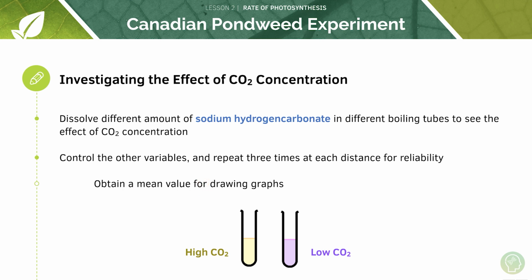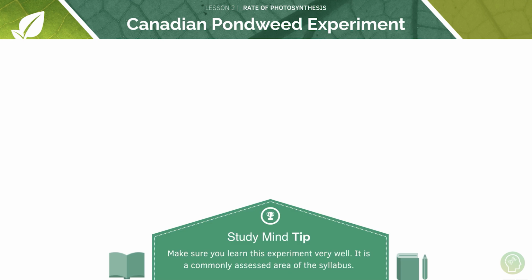And so if you ever have to describe an experiment to measure the rate of photosynthesis in an exam, you've got to remember that you have to do certain things to vary your independent variable, your CO2 concentration here. You've got to control your other variables for a fair test, and repeat, finding a mean when drawing graphs. So those are your key things to remember. And this does come up quite a lot, so make sure you commit this experiment to memory, the Canadian Pondweed experiment.